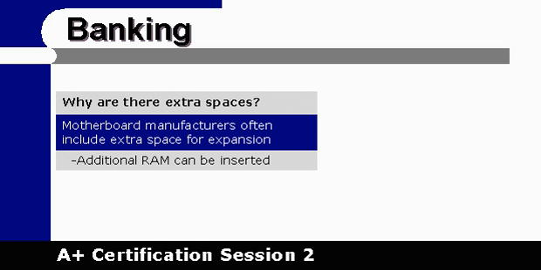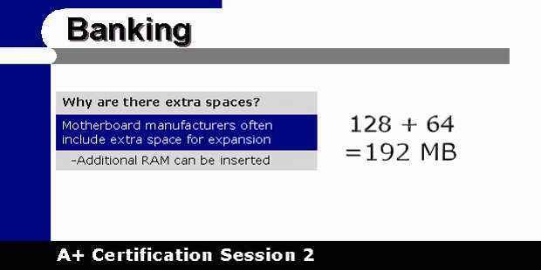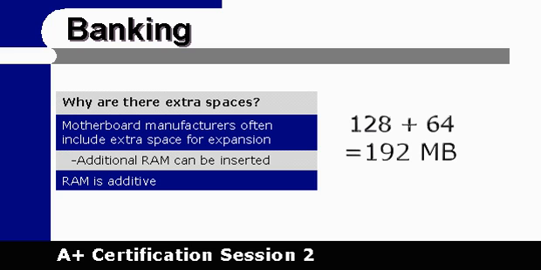As I add more RAM, each RAM counts on top of the other one and gives me my total amount of RAM. For example, if I've got a 128 megabyte RAM stick in there, and then I put a 64 on top of it, that's going to be 192 megabytes of RAM. They're additive. They all add together. All right, 1 is easy.